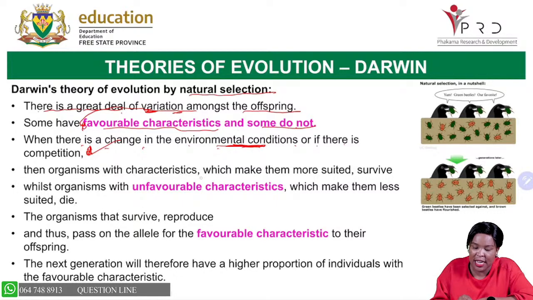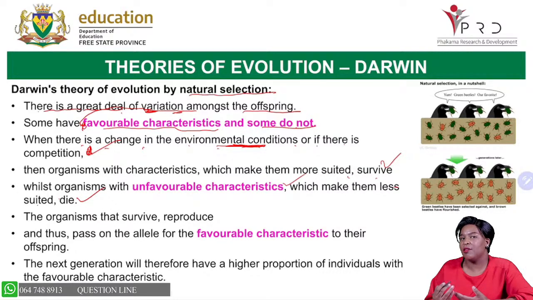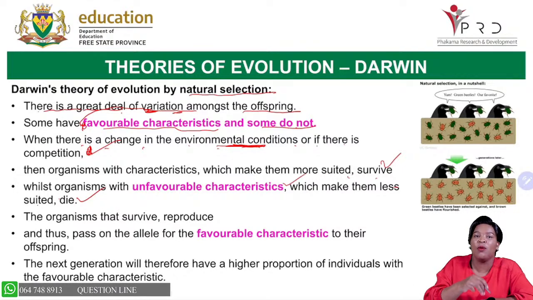The organisms with characteristics which make them more suited will survive, whilst the organisms with unfavorable characteristics will be less suited and they will die. So that is a scenario that everyone knows, that if the environment does not favor you, you are going to die. But if the environment favors you, you are going to survive. Then, do you still need to talk about those ones that died? No. You continue with the ones that survive.